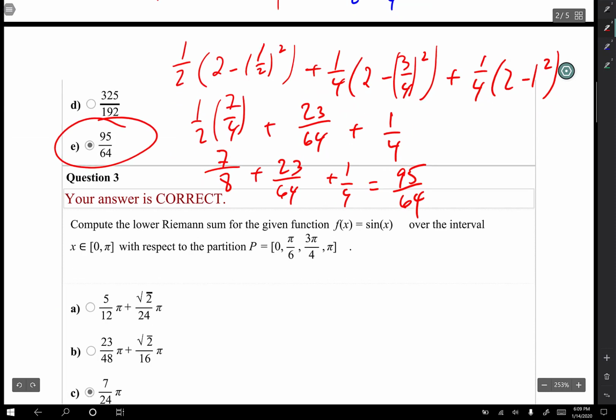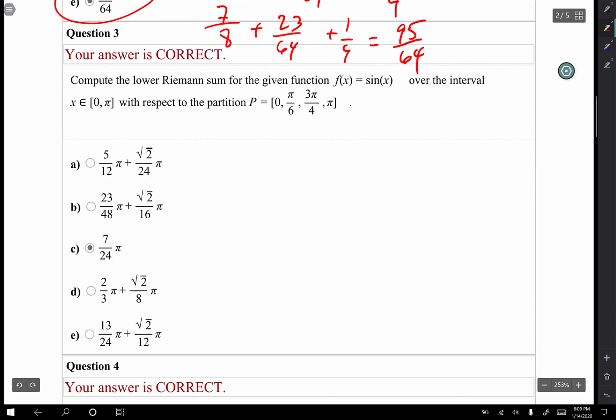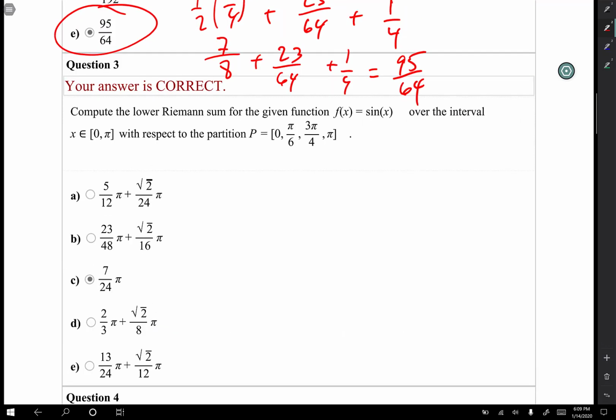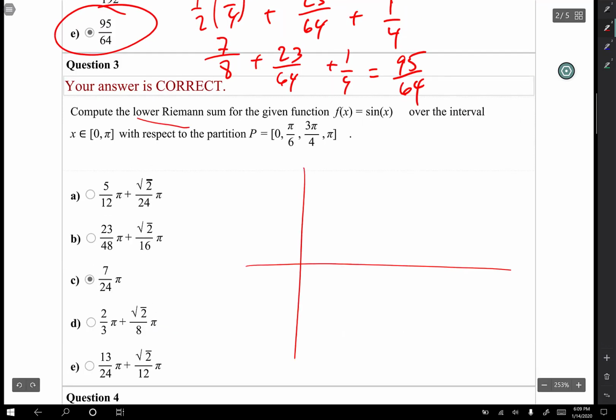Alright, let's keep going. This one says, again, it says lower Riemann sum, so it seems that I got the quiz that loves lower Riemann. So lower Riemann sum, sine x, so 0 and pi, so they're being kind of nice to me. So here's pi. Sine of 0 is 0, sine of pi is 0, guys.